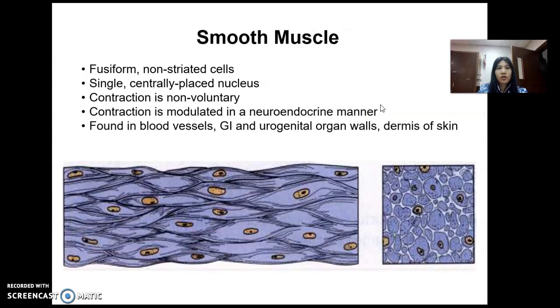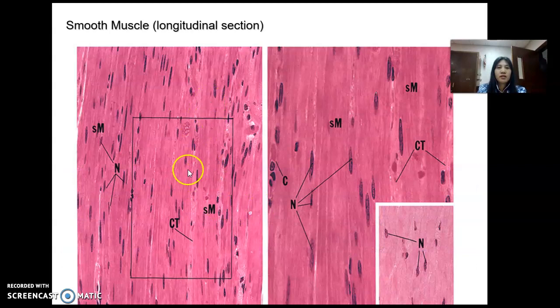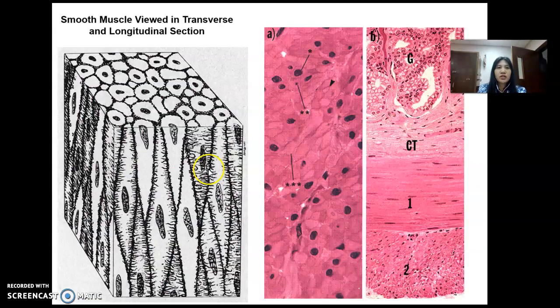Alright, so all of this, we have smooth muscles. You can see here is non-striated cells. Non-voluntary, right? Contraction is non-voluntary. You don't need to move. Okay, it's non-voluntary. It is found in our blood vessels, our urogenital organ walls, and in our dermis of our skin. Smooth muscles. You can see here under the microscope in longitudinal section.